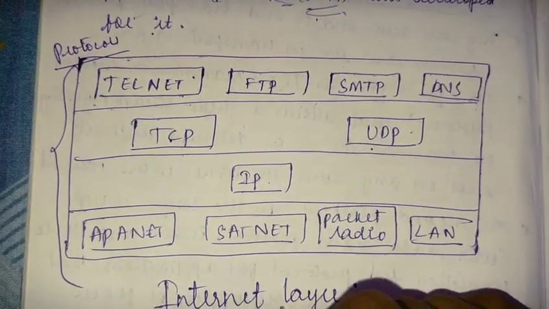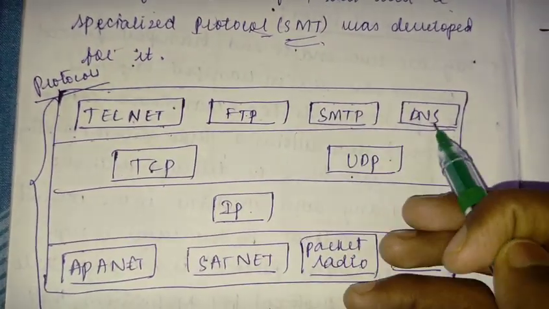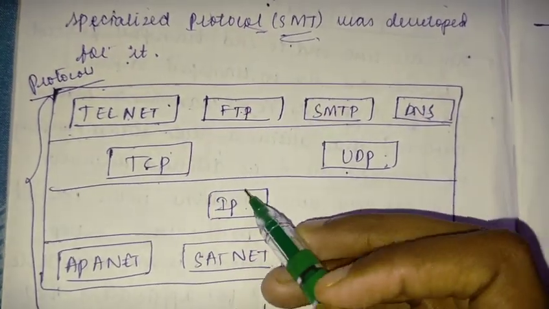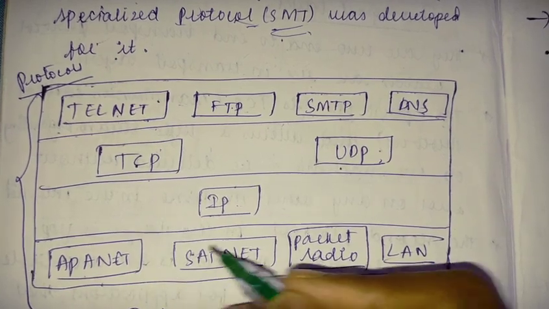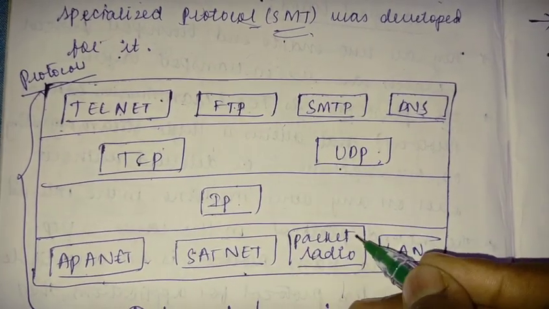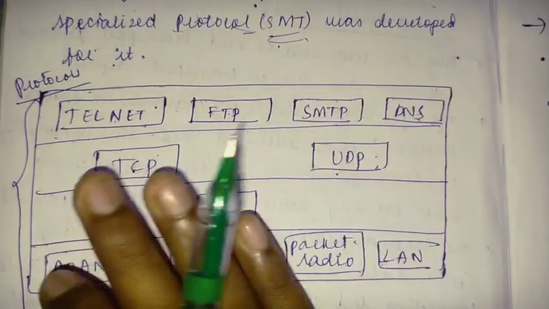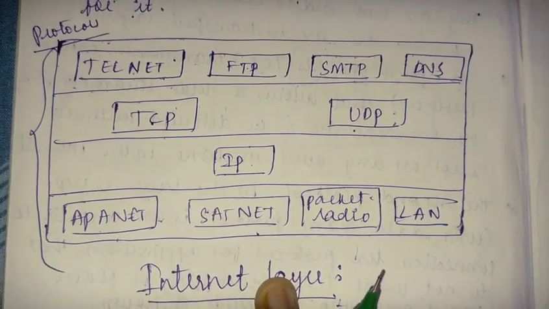Next, let's see how many kinds of protocols we have. Telnet, FTP, SMTP, DNS come in one block. TCP, UDP come in another block. IP comes in another block. ARPANET, SATNET, Packet Radio, and LAN come in different blocks. Now the next layer is the internet layer.